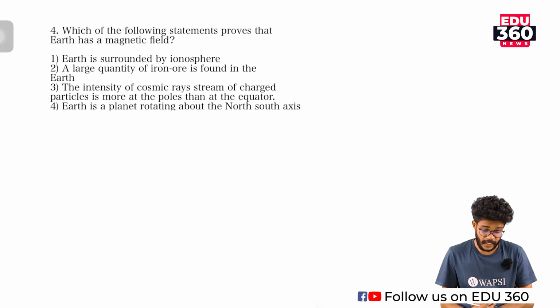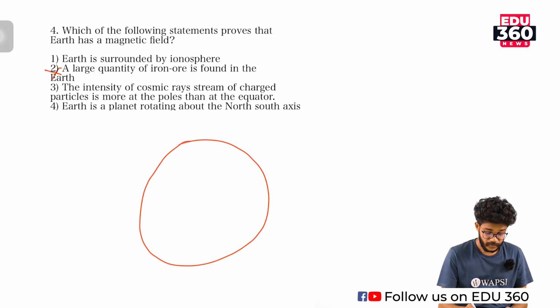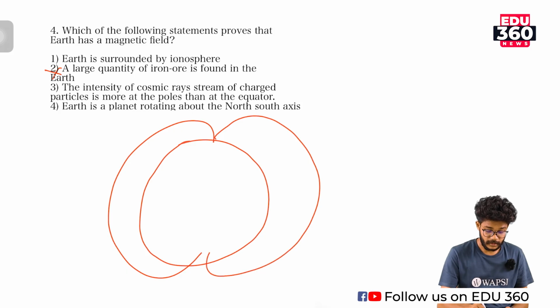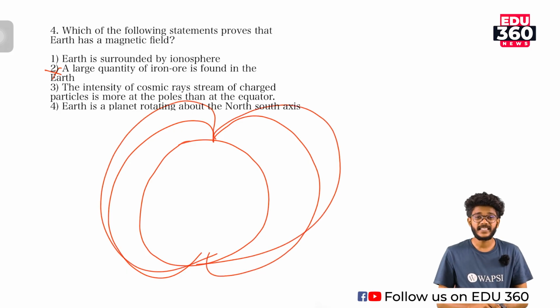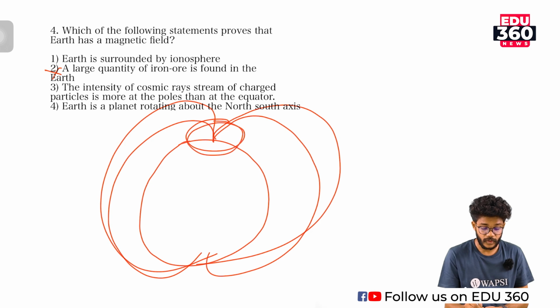Okay, the Earth is surrounded by ionosphere, yes, but it needs more clarity. A large quantity of iron ore, that is the second option, doesn't make any sense. The intensity of cosmic ray stream of charged particles is more at the poles than at the equator. See, this is the shape of Earth, and the magnetic field is lying like this. See, the intensity of the magnetic field is more at the poles than at the equator.